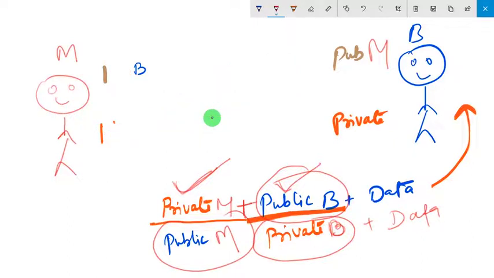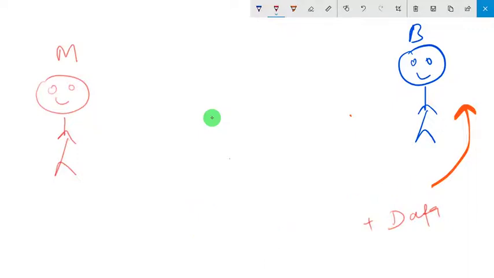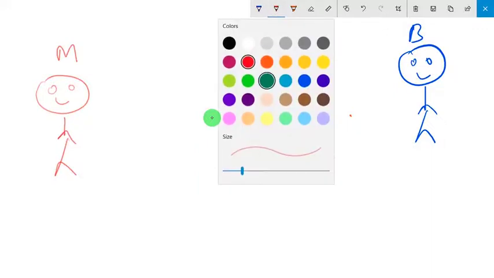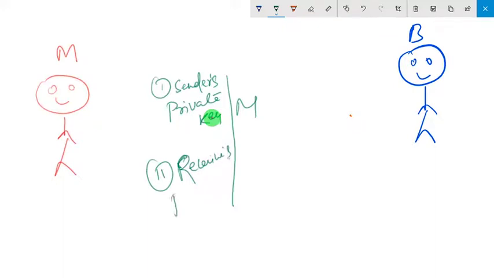In short, if you want to send a message, your message is first encrypted by the sender's private key, and then by the receiver's public key.